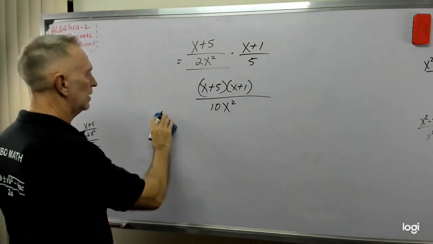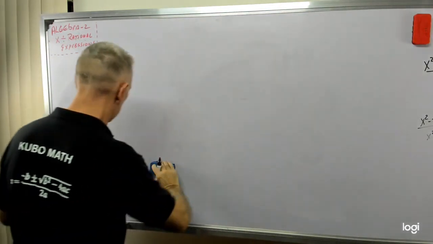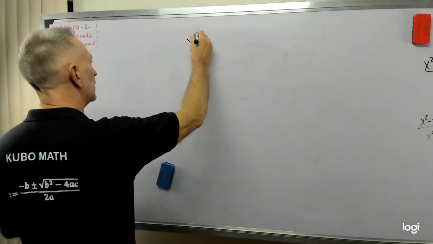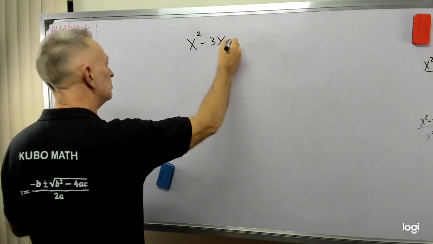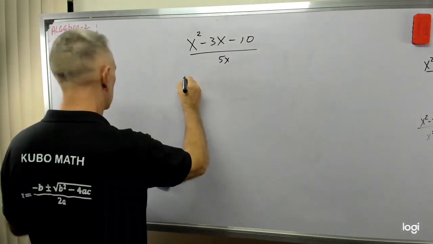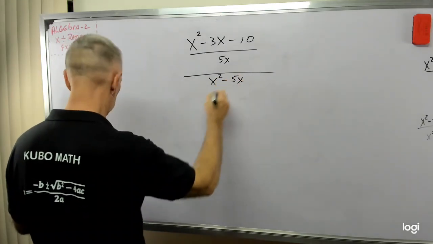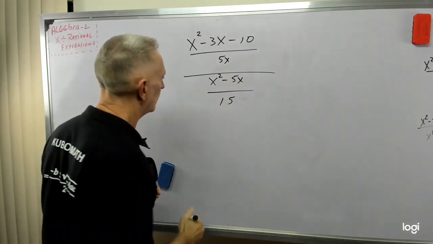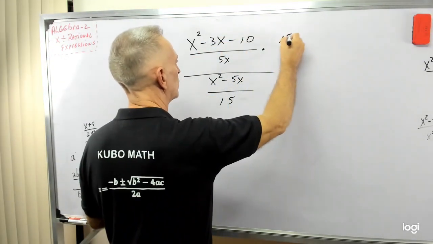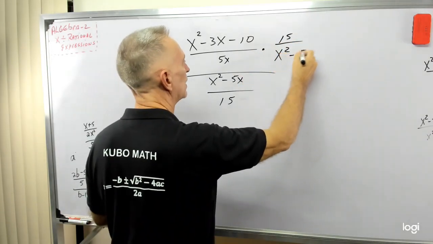Not much reduction there, but we were able to flip that fraction up. What about this guy? (x to the second power minus 3x minus 10) over 5x, divided by (x to the second power minus 5x) over 15. Again, we're going to flip that up and multiply it. So it's going to be multiplied by 15 over (x to the second power minus 5x).